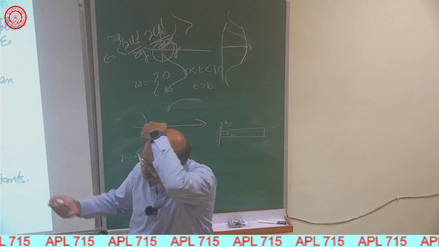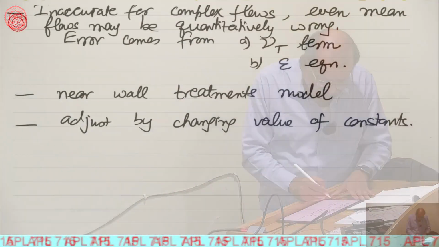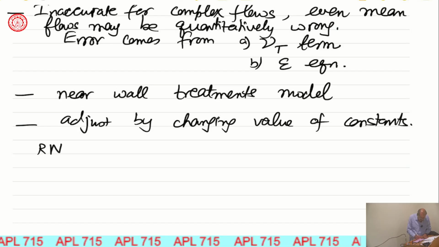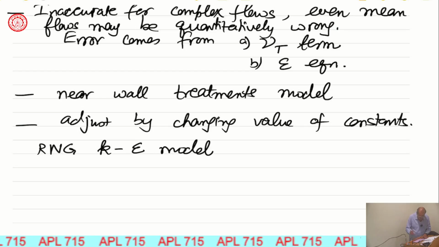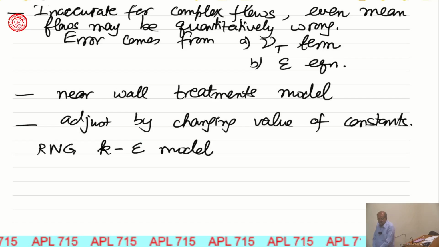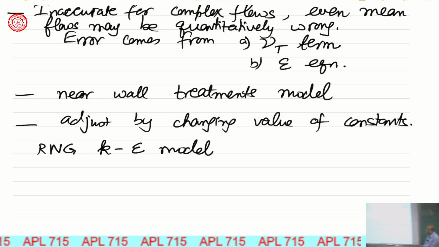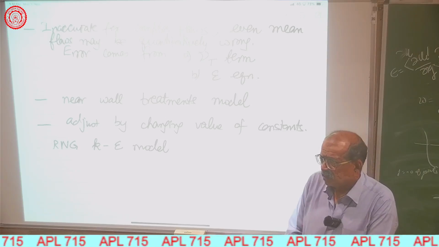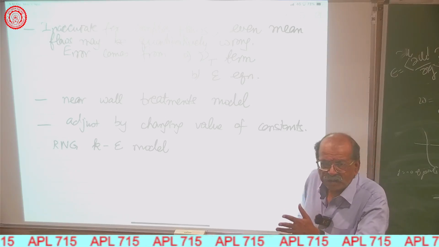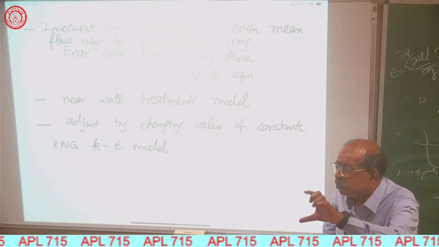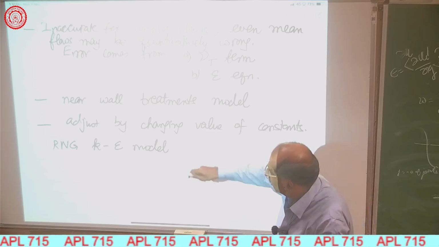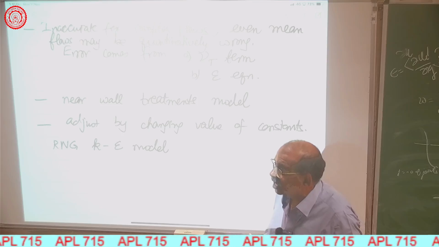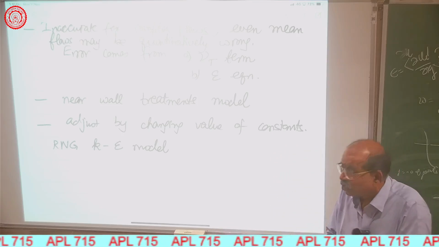So these are just some appraisals. Now there's one more term which keeps coming up, and I'll just state that. There's something called the RNG K epsilon model. Has anyone heard of this or seen this term before? No. If you use any commercial package like Fluent, it gives you options to choose. It will tell you K epsilon model, along with that, it will also show you RNG K epsilon, and you're not very sure which one to use.